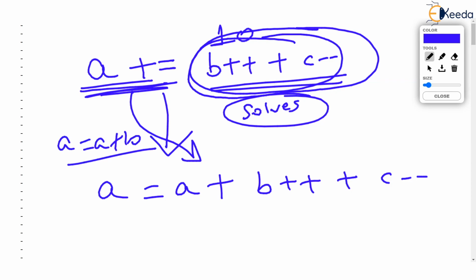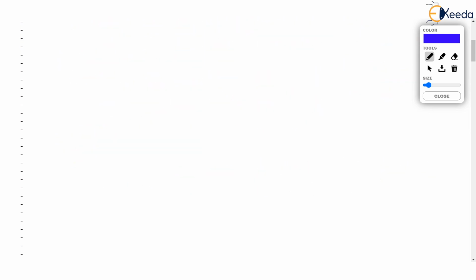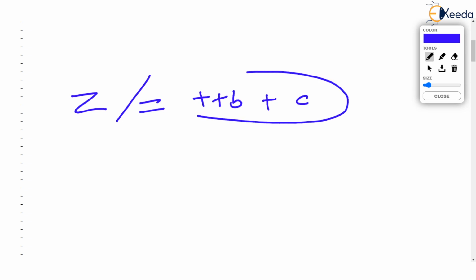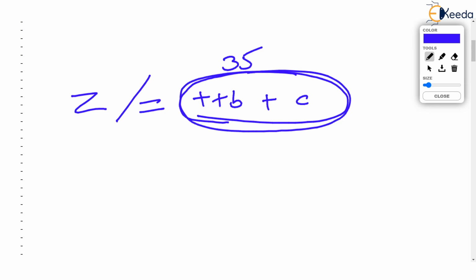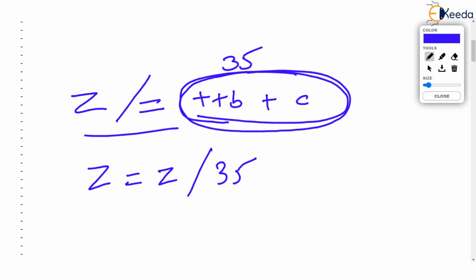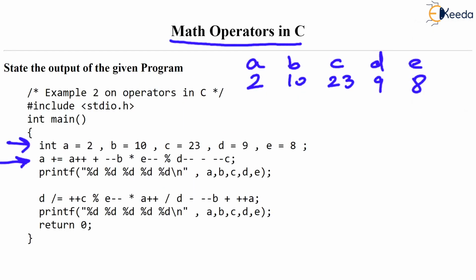Come again, what did I say? Suppose you have Z slash equal to plus plus B plus C, something like this. Then you should first solve the RHS part. Suppose RHS comes out to be 35. Then you can solve Z is equal to Z divided by 35. So don't expand this expression straight away. First patiently solve the RHS and then expand it to Z is equal to Z divided by 35. Okay, let's get back to our example.